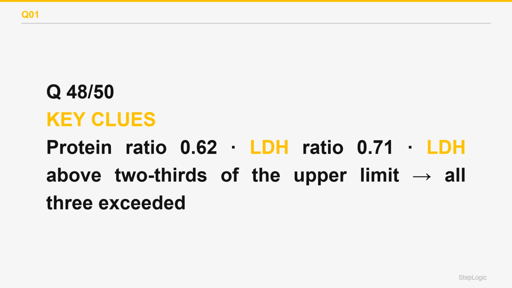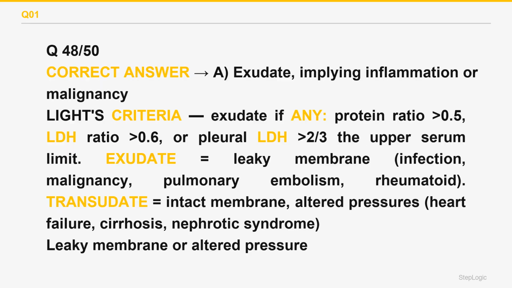All three are exceeded here, so this is unambiguously an exudate. An exudate means the pleural membrane itself has become leaky through inflammation, infection, or malignancy. A transudate results instead from altered Starling forces across an intact membrane, so choices B and C misclassify the fluid. The correct answer is A.